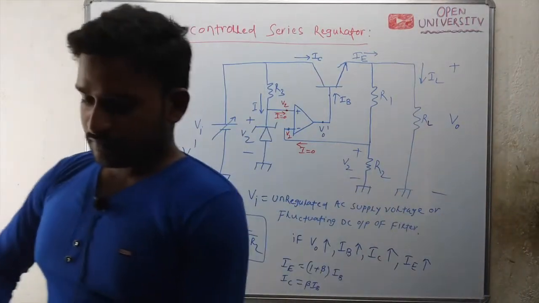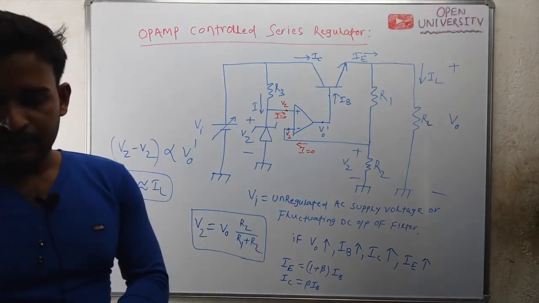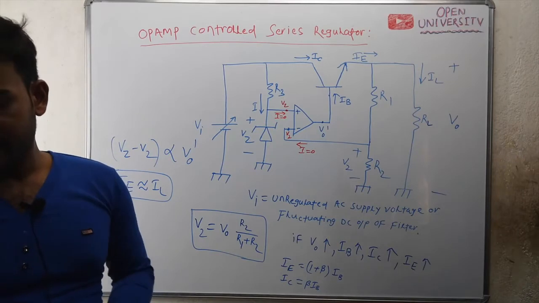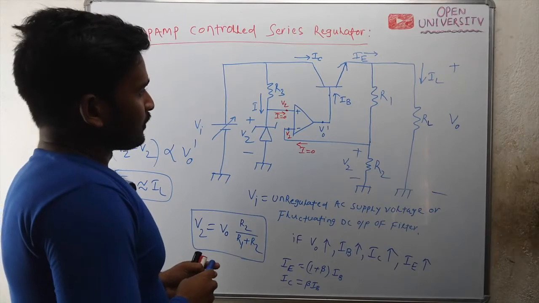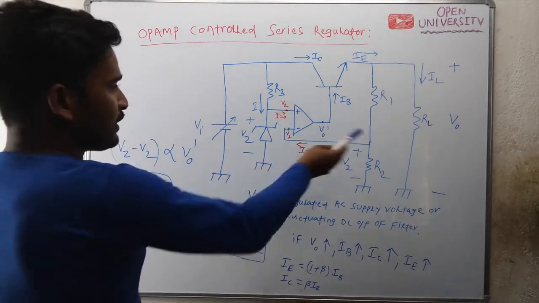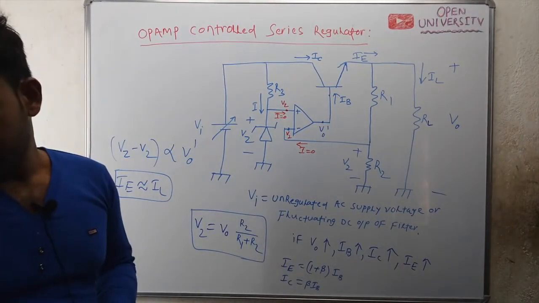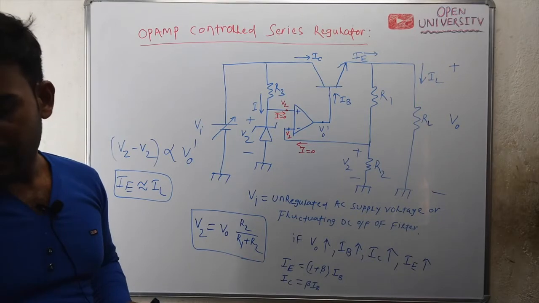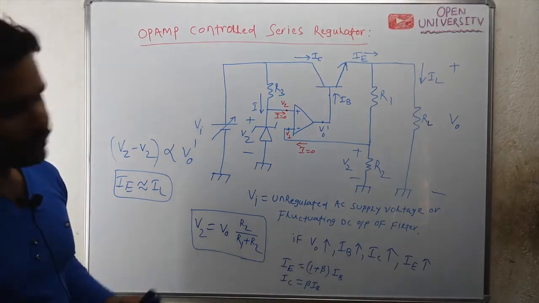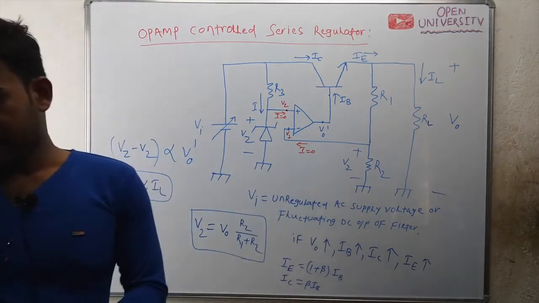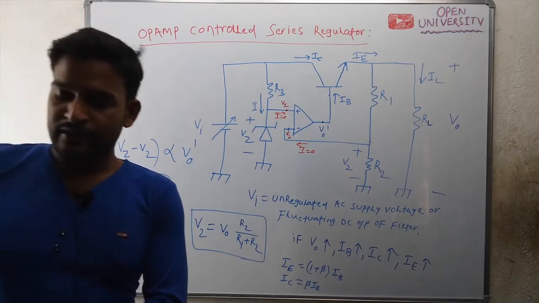Now, how will this regulator work, how does it provide constant DC output voltage even if the input voltage changes? How does it make the output voltage constant? So first write down these few points. Write down whatever points I discussed, write down those notes.